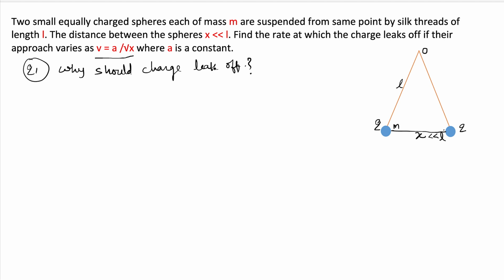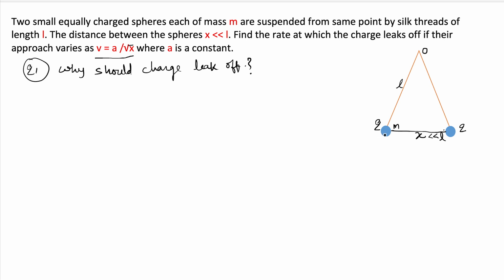Charge should leak off because they are giving an approach velocity v equal to a divided by root x, right? If let's say charge is constant, then it will always be in the equilibrium position. It will not move. But since it is moving and following a certain equation for velocity, it means that the forces are changing. Here gravity is constant, the tension in the string would be constant, the weight will be constant. So only the electrostatic force should change.